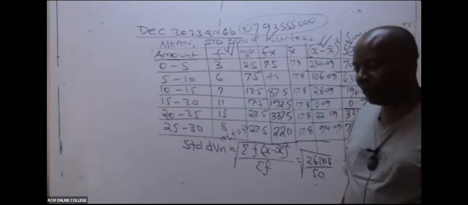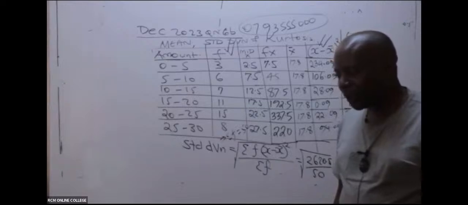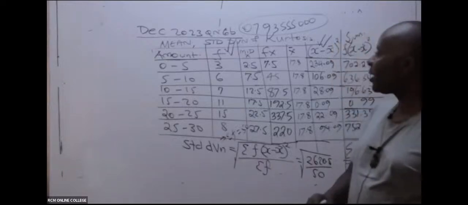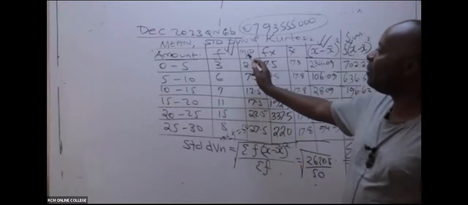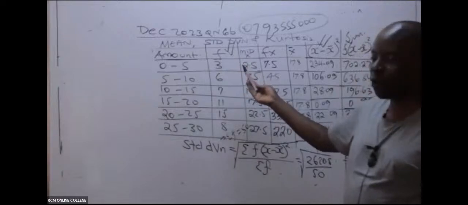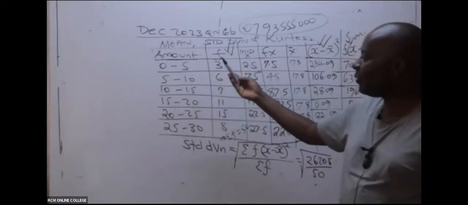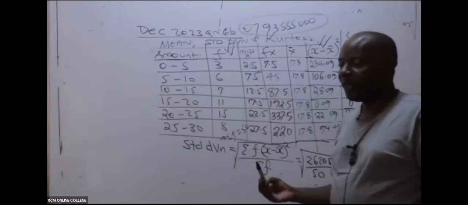I can see most of you are saying yes, okay? The x here is the midpoint. So for the midpoint, you take 0 plus 5, divide by 2. Like 5 plus 10 is 15 divided by 2, 7.5, the midpoint, right?